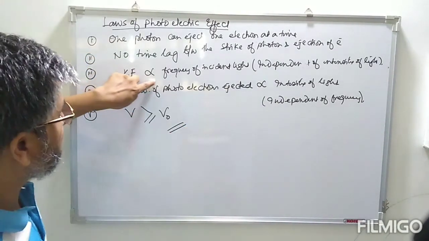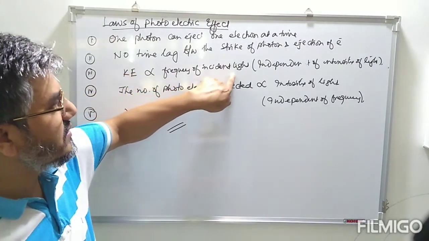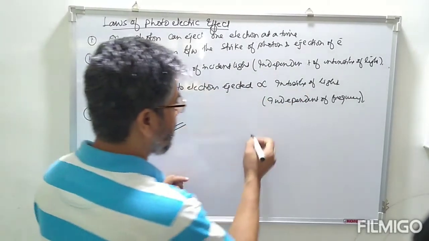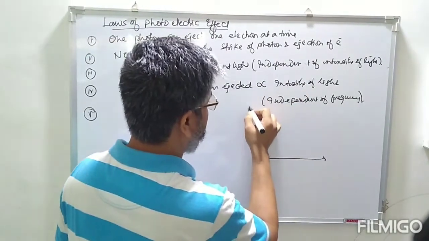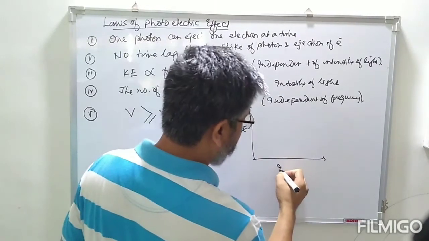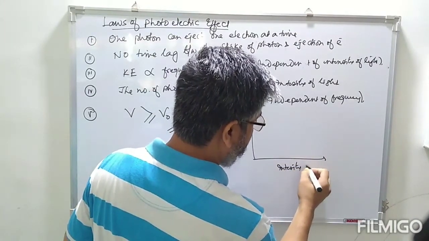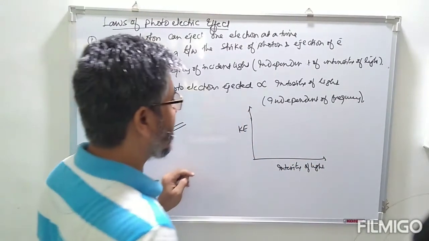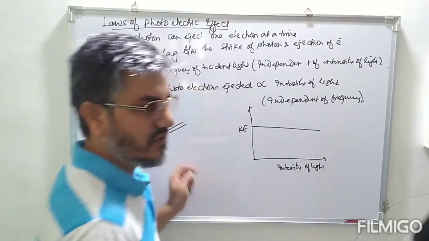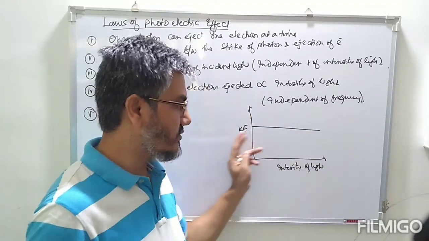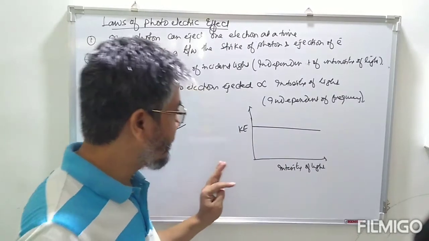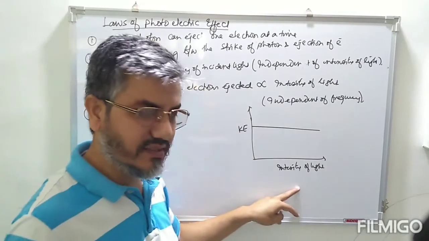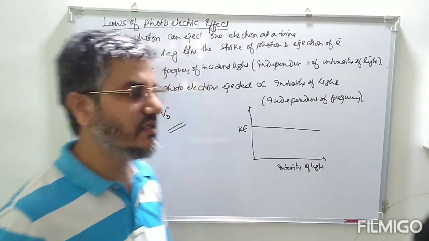So let's look at this. Kinetic energy is proportional to the frequency of incident light, but independent of the intensity of light. So we have the kinetic energy of the ejected electron versus the intensity of light. Kinetic energy has nothing to do with intensity, so kinetic energy will always be constant. Keep on increasing the intensity, and kinetic energy will remain the same. But the number of electrons ejected increases as the intensity increases.